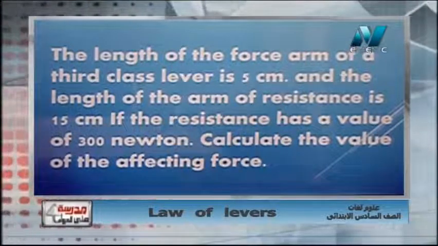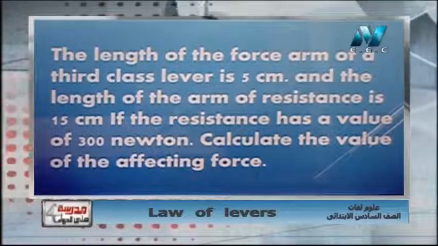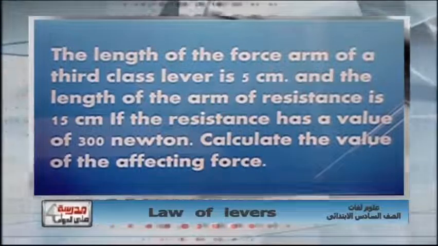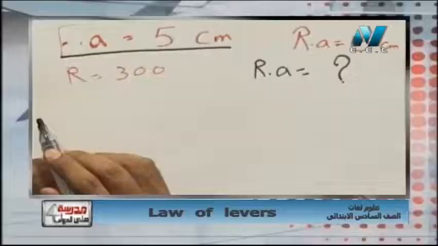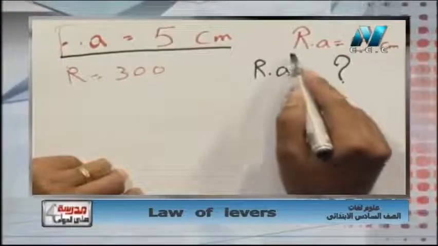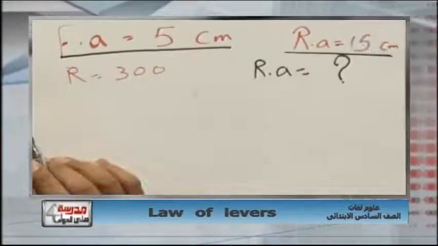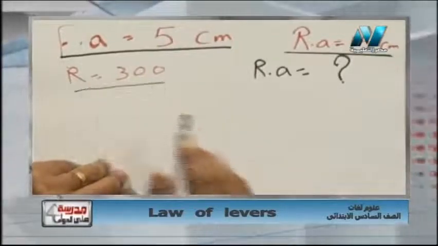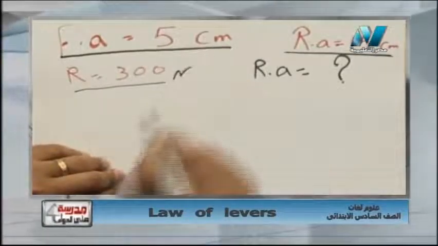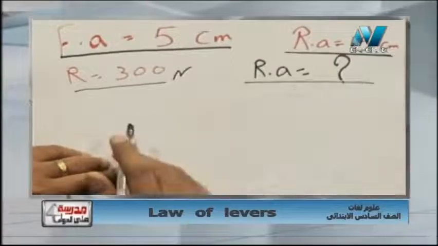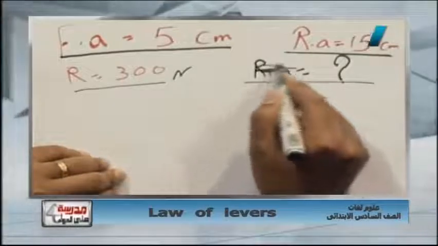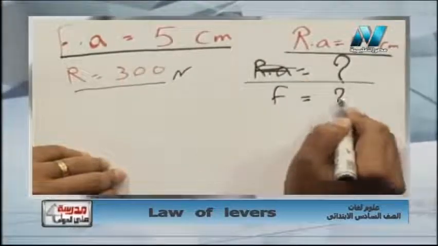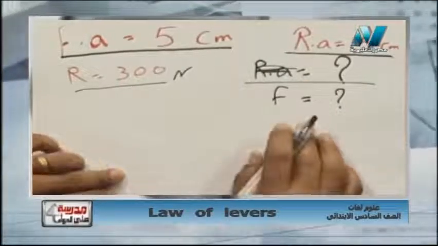Now, he gave us three givens. To solve this problem, we must write the givens first. F.A. is 5 centimeter, the first one. Second, R.A. is 15 centimeter. R equals 300 Newton. He asks about the affecting force F. He needs F. How can I get F?